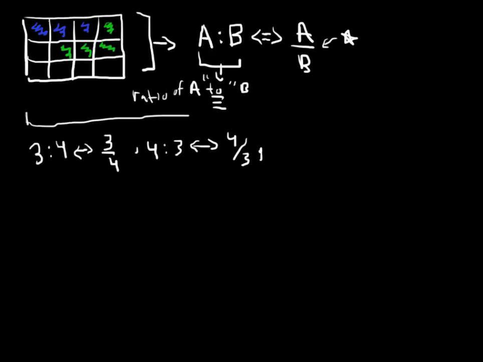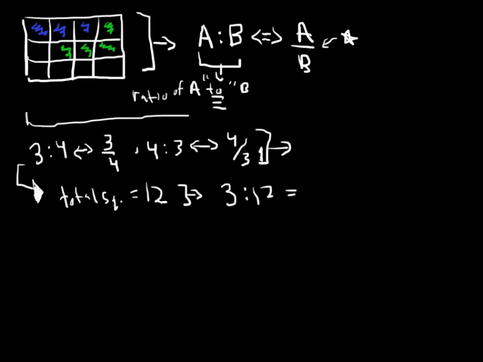Actually, before I move on, this is the gist of it, but here's where it can get tricky. I want to mention this first. You have to really understand what these fractions really mean. We know there are 12 total squares. Now, if you wanted to say what is the ratio of blue to total, you would do 3 to 12, which is equivalent to 3 over 12. So you have to be careful between using these two.